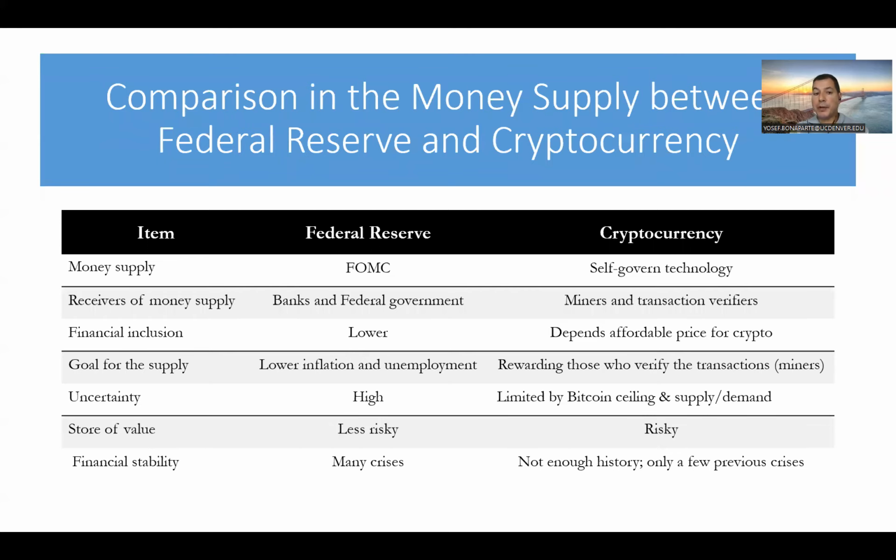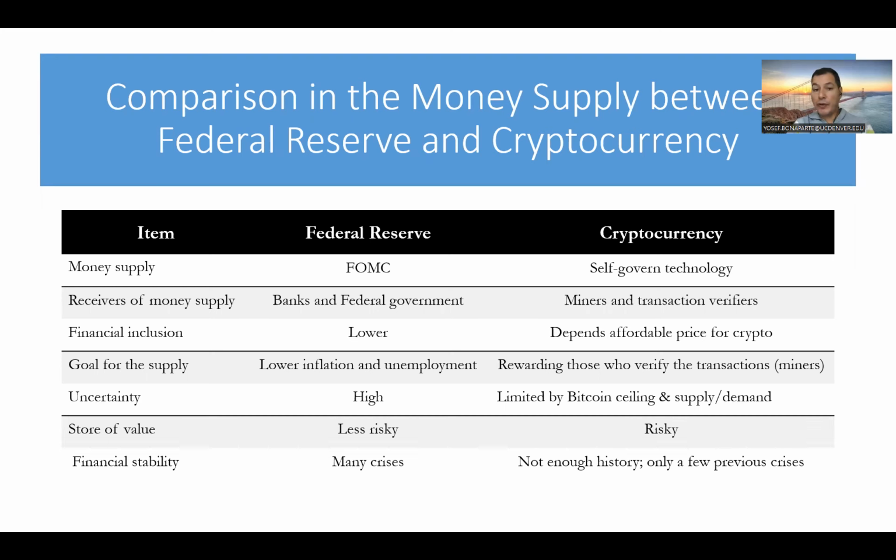A comparison of the money supply between the Federal Reserve and cryptocurrency, and that's the crux of the innovation of crypto. The money supply is determined by the Federal Reserve and the FOMC. In the cryptocurrency, it's a self-governed technology. So the technology determines the money supply based on the transactions that they have. The receivers of the money: banks and Federal Reserve government. If the Federal Reserve prints money, they give it to banks. In the cryptocurrency, to the miners and the people who do the verification for the transaction.